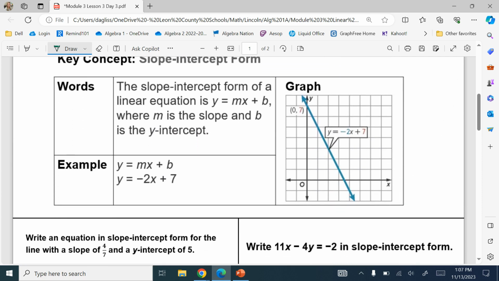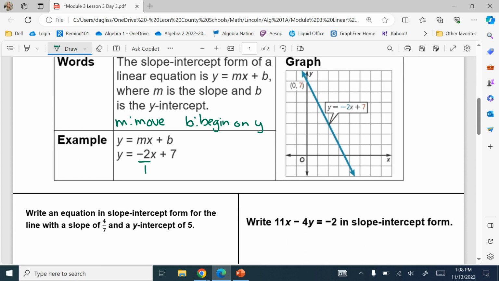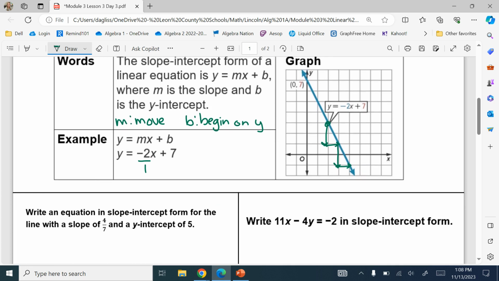All right, so this is just kind of a reminder. The slope-intercept form of a linear equation is y equals mx plus b. We just said that. M is slope, b is the y-intercept. Remember, I say M is how we move, and b is where you begin on the y. So looking at this graph, if we have negative 2x plus 7, then negative 2 is technically negative 2 over 1. So this slope went down 2 over 1. We always read left to right. And then we started at the plus 7. So each time I move from a point to the next point, it went down 2 and over 1. Down 2 over 1 every time. That's what makes it a line, because it's a constant rate of change. Begin on y. Yep.